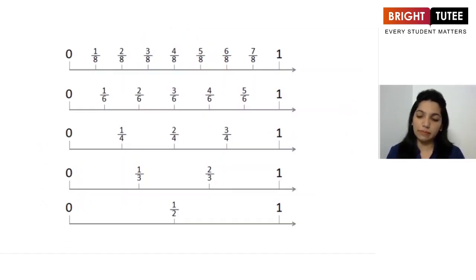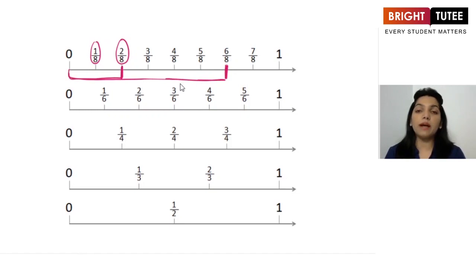Now look at these number lines here. Look at the first number line. They have divided the number line into 8 equal parts. So each part represents 1 over 8. How many parts do you see till this region? If we reach this point, how many parts do we see? We see 2 parts, right? So it is 2 over 8. If we are talking till here, from 0 till we reach this part, how many parts do you see in total? We see 6 parts. So it's denoting 6 over 8.